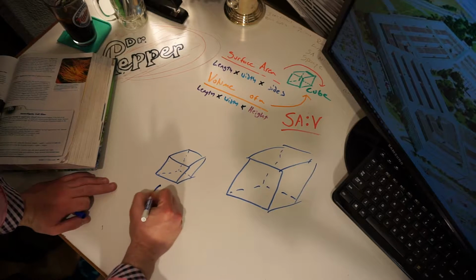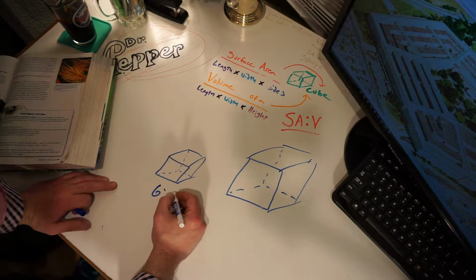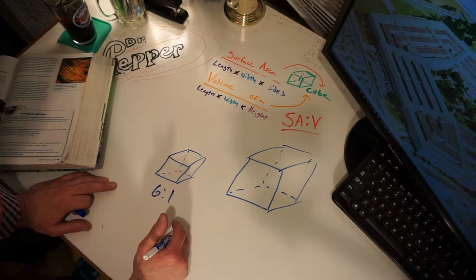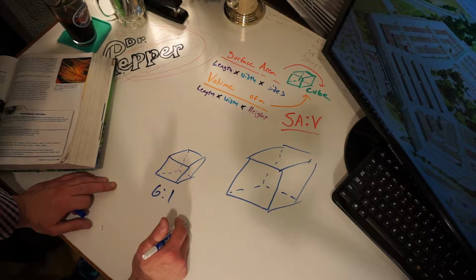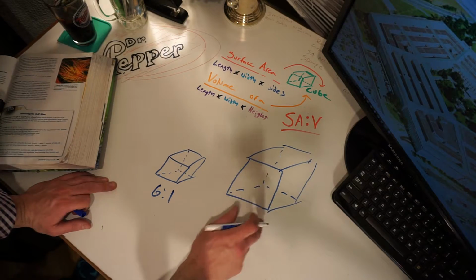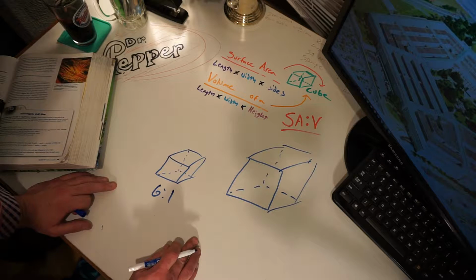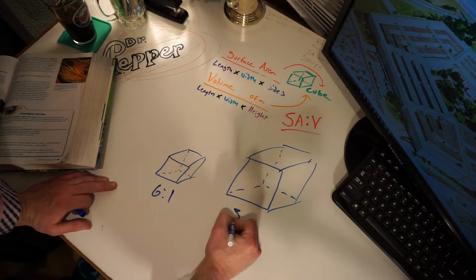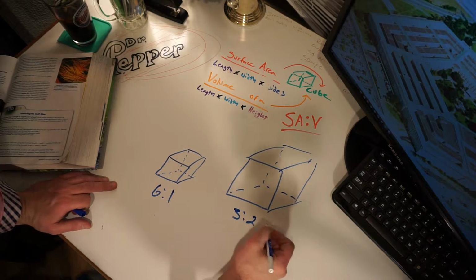Let's just say this has a surface area to volume of 6:1, just like your book illustrates. And let's just say this is the bigger version of it, and this has a surface area to volume ratio of 3:2.